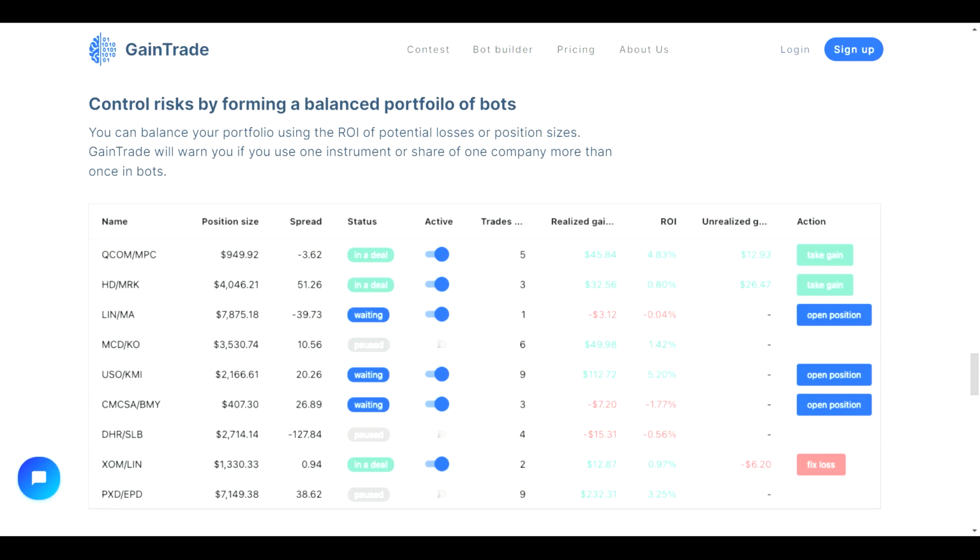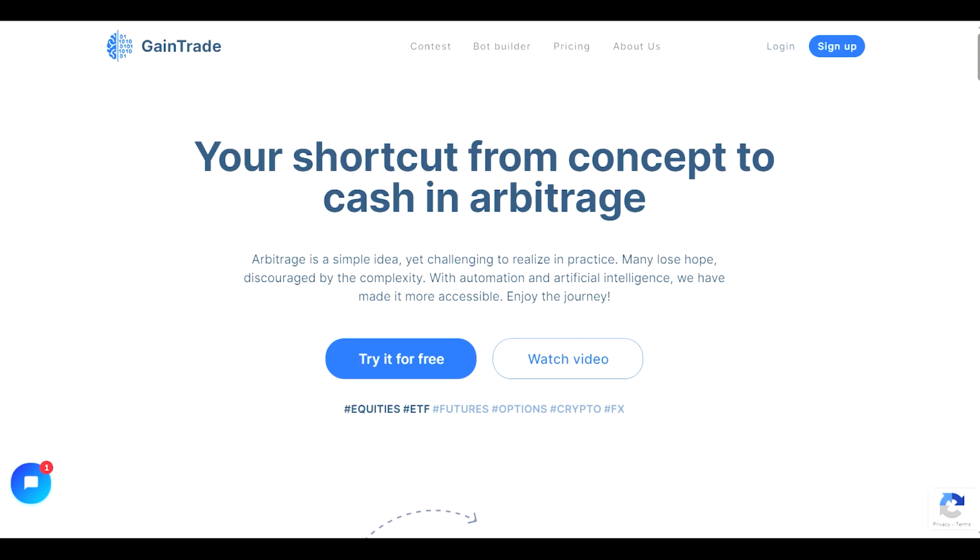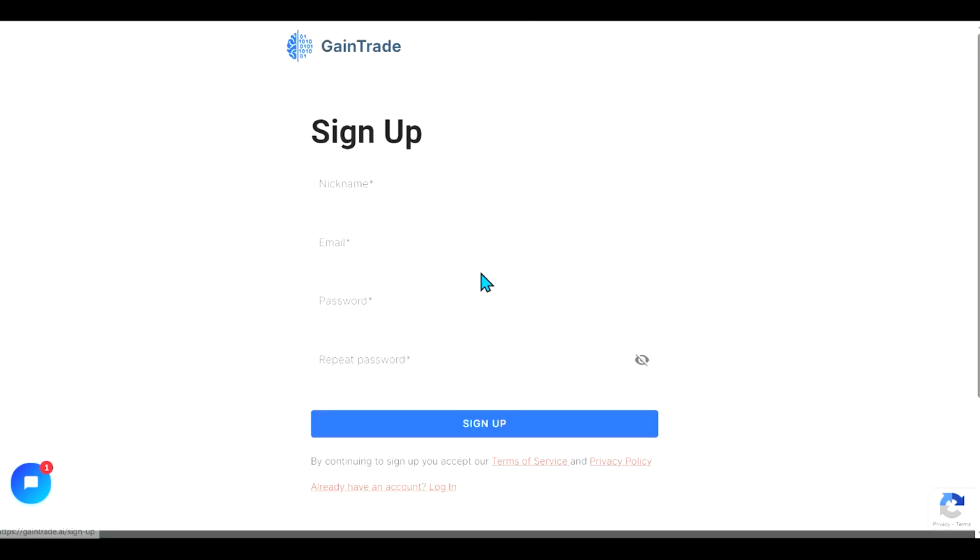One way for you to manage risk is to build a balanced portfolio of bots using different pair combinations or different position sizing. Now, the program will warn you if you use the same stock or combination more than once. Also, it will alert you of upcoming corporate events such as company earnings announcements to avoid sharp spread movements. Let's now set up a paper trading account and we'll walk you through how the program and bots work.